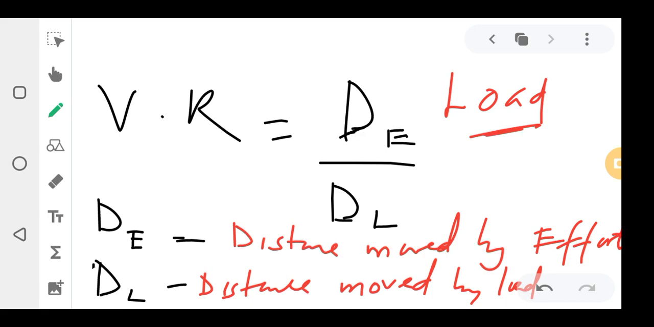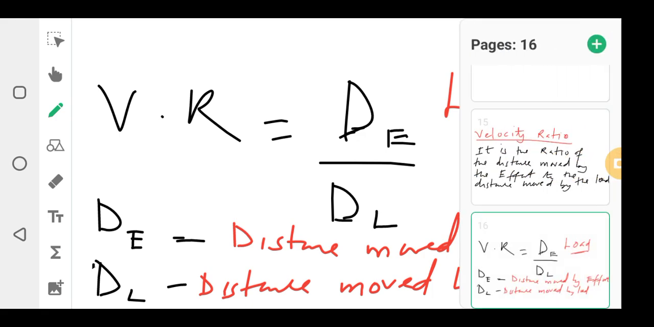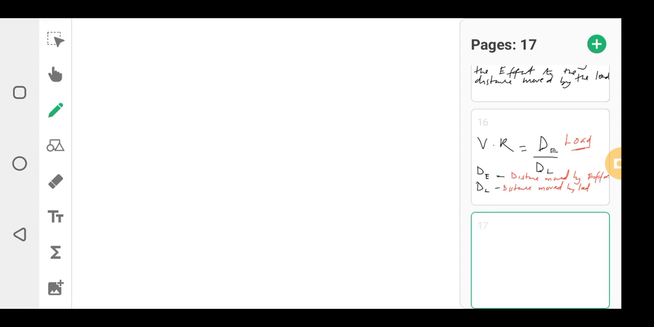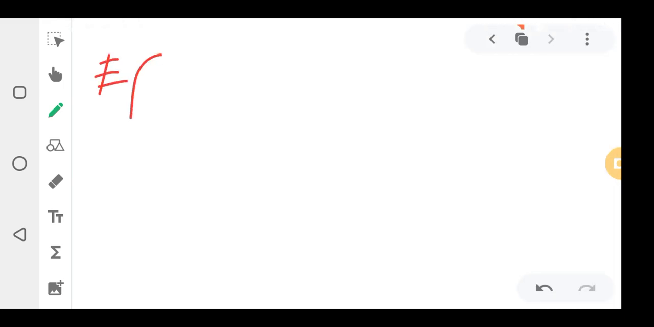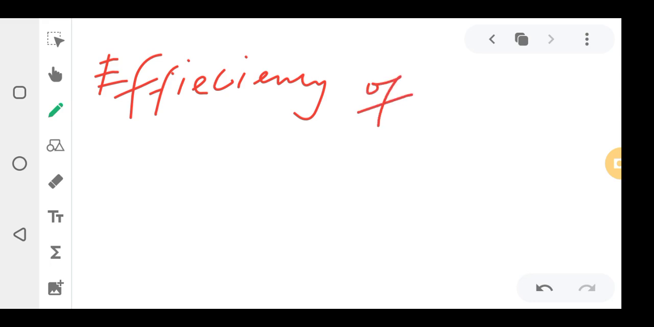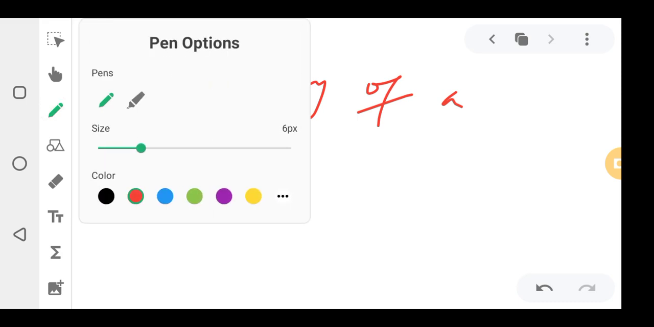And then, apart from that, you'll also be learning what is called efficiency. What is efficiency? That's one thing you should know. What is the efficiency of a machine?